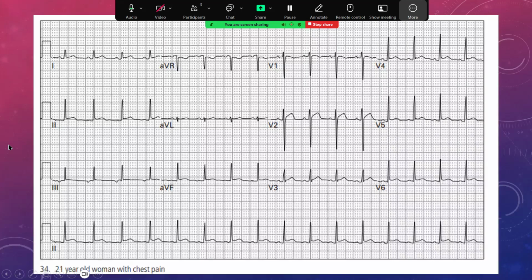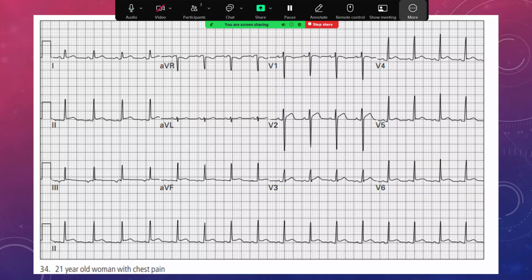Now, as usual, if you have any questions at any time, please feel free to stop me, put something up on the chat, or put your hand up, whatever it may be, and then we will go through the ECG. So here you have a 21-year-old female patient with chest pain.